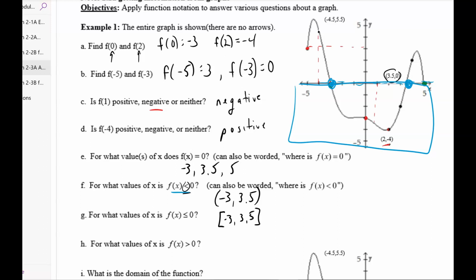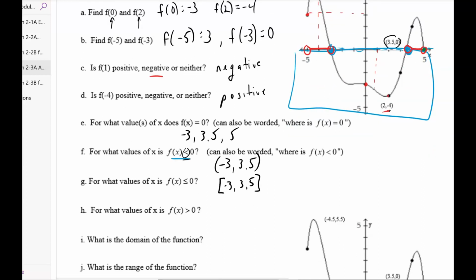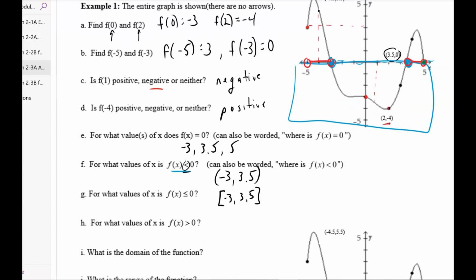Okay, so if we want to know where f of x is greater than 0, how about red again? Greater than 0 would be from here to here, and everything in between there, and also from here to here, and everything in between there. So there are 2 intervals where the outputs are above the x-axis, or greater than 0. We've got to make sure we include both of them. So this is going to be from -5 up to -3, and we're not going to include either one of those.